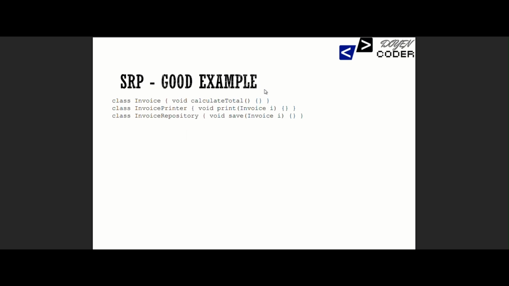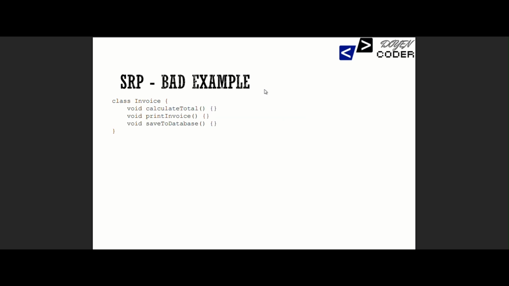Here the good code will be: we create a class Invoice having a calculation method, which is going to calculate the total. Then one class, InvoicePrinter, which is going to print whatever the invoices are. And another class, InvoiceRepository, which is going to save our data into the database. Okay, this is SRP, single responsibility principle. A single class should have a single responsibility, or another definition is that a class should have only one reason to change.